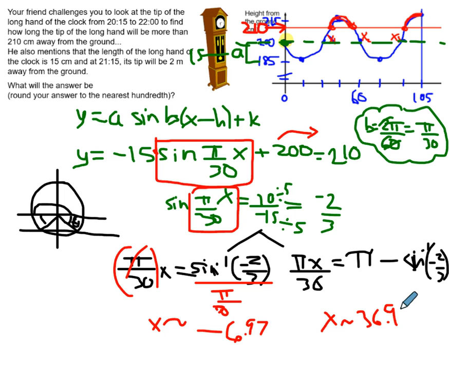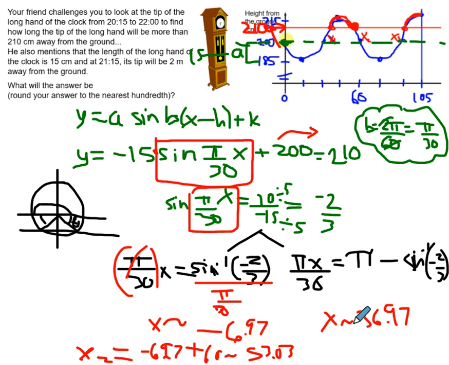If you look on your graph, what is it that we found? The negative 6 is the one back here. We don't really need this one, right? We want to find x2, which is the next one after that. We're going to take negative 6.97 plus our period. Our period is 60. So we're going to add our period, and we find our value, which is about 53.03. So this is x2.